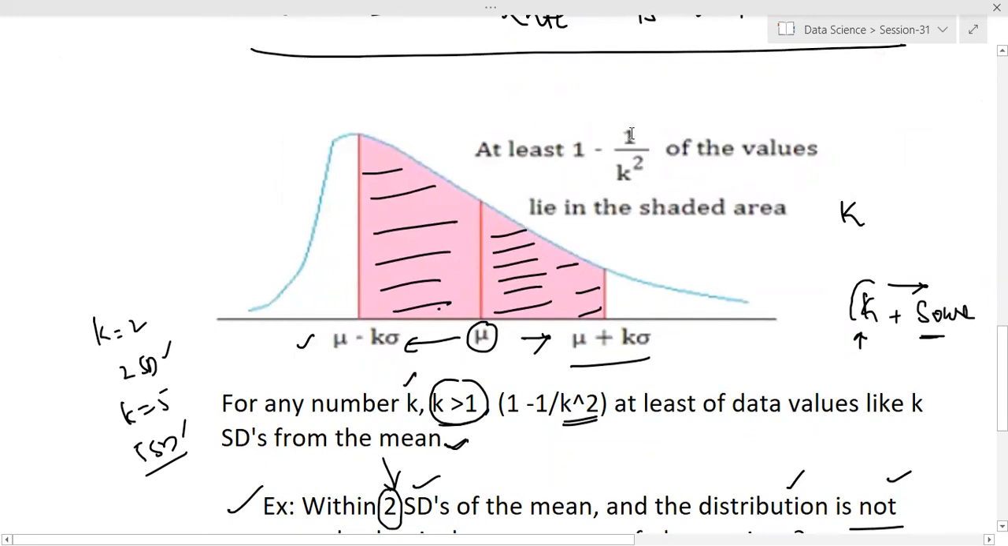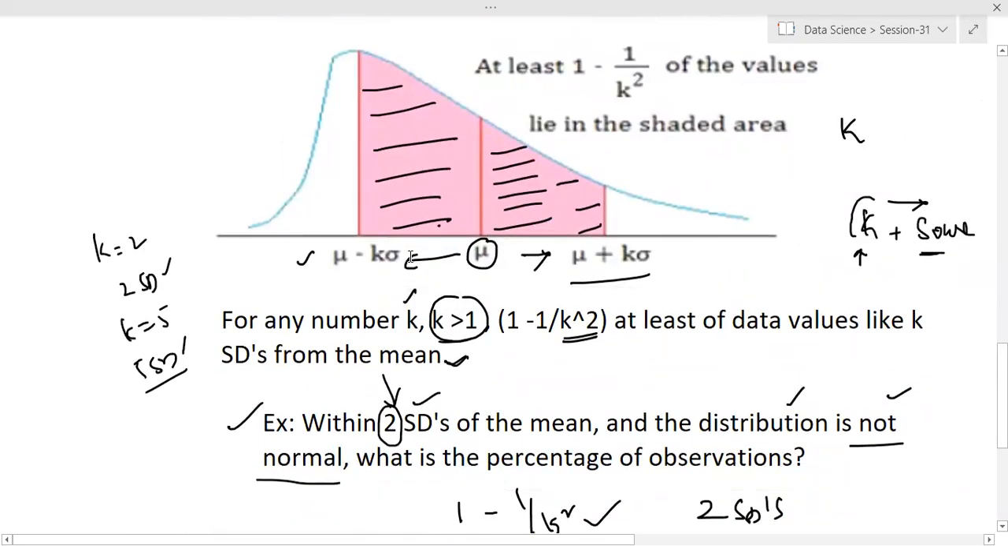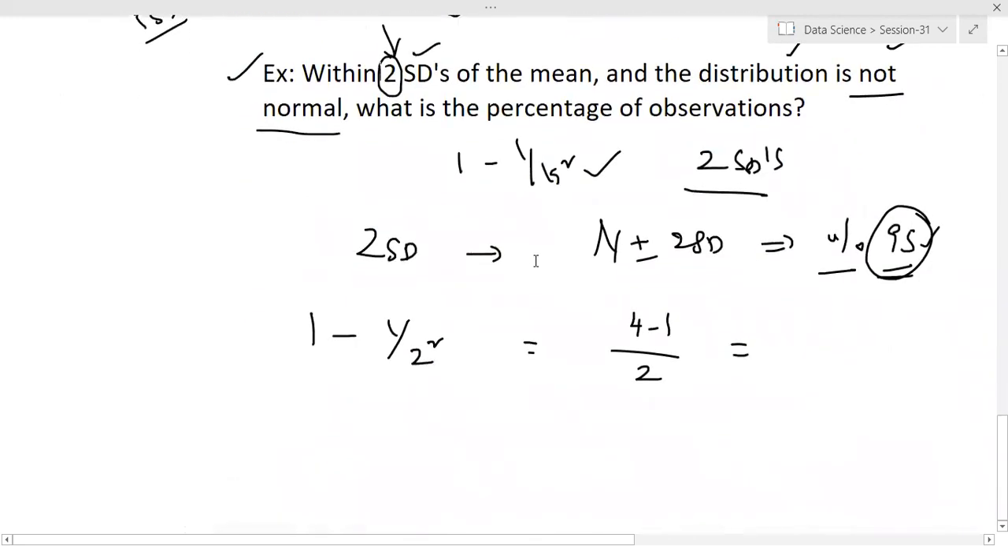See here, at least 1 minus 1 by k square of the values lie in the shaded area. What we are referring to here, friends, is that k means, along with the standard deviation, the coefficient. This k decides how many standard deviations. Now, if I substitute 1 minus 1 by 2 square, what is the value, friends, here? 3 by 2? How can you refer to this? 3 by 4, because of the square, yes.